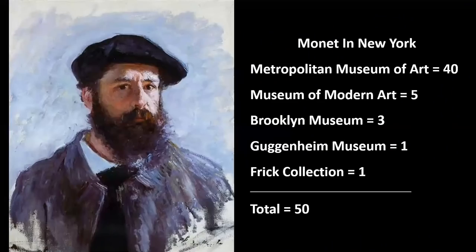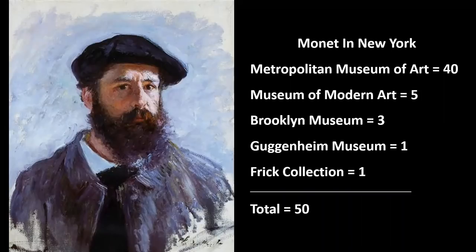So again, a recap. We looked at 50 Claude Monet paintings in New York City. 40 of them were at the Metropolitan Museum of Art. 5 were at the Museum of Modern Art. 3 were at the Brooklyn Museum, or I should say are. 1 from the Guggenheim and 1 from the Frick. And again, these are the 50 that I know of, but I don't live in New York City. I've just visited there many, many times.